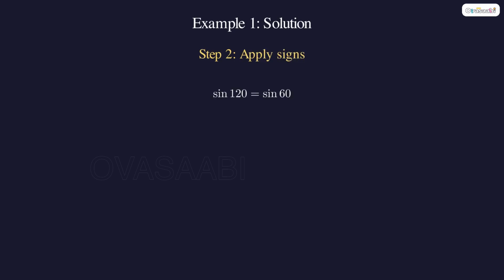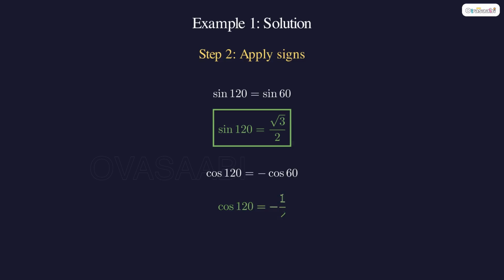Step 2. Sine stays positive in quadrant 2, so sine 120 equals sine 60, which is root 3 over 2. Cosine is negative, so cosine 120 equals negative half.